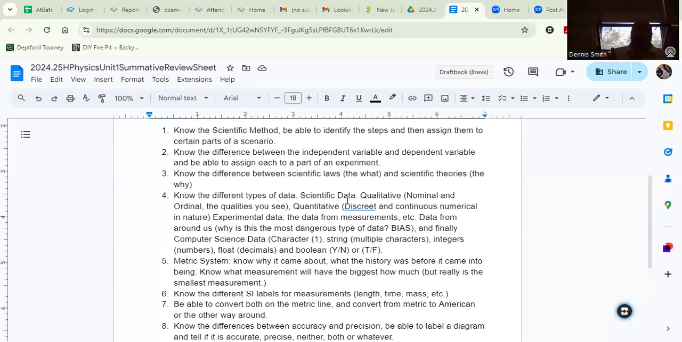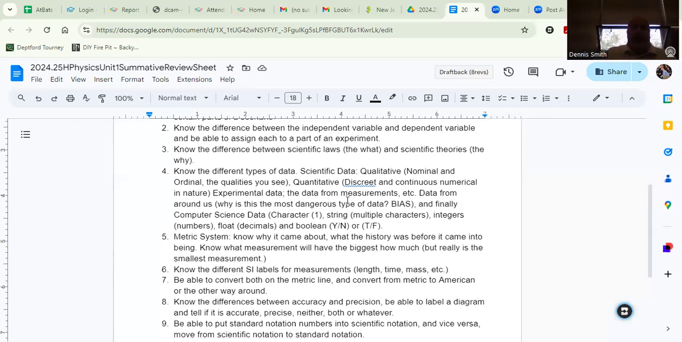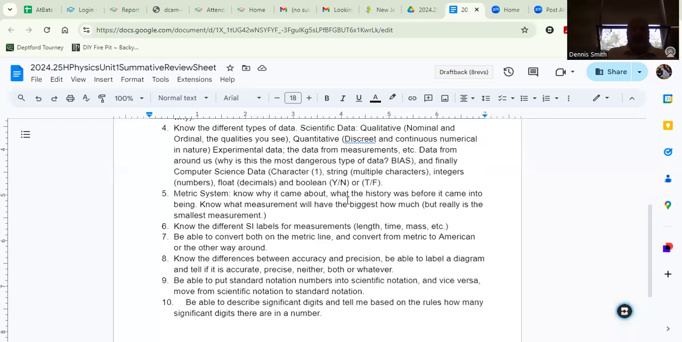And then finally, you have the computer science data, which is the character, which is just one, then a string of multiple characters, then the integers, which are the numbers, float, which is the decimals, and the Boolean, which is the yes/no, true/false answers. That system, know why it came about. You don't really need to know that, so to speak. Oh, sorry, in terms of magnitude, which one has the biggest number?